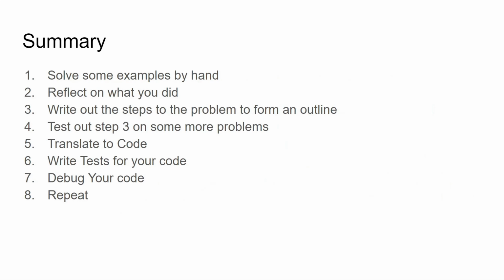So in summary, have 8 steps. Solve some examples by hand to figure out what it is you need to do to solve the problem. Reflect on what you did to be able to get those steps that you used to solve the problem. Write out those steps of the problem to form an outline so you have a goal and you have a plan and you know how to solve the problem. Test out your steps that you came up with in part 3, see if they actually do solve the problem and it does work. Translate those steps into code, write tests for your code. If things are breaking, debug it to figure out where the problems are and fix them, and repeat the process for each new subproblem that you come up with.